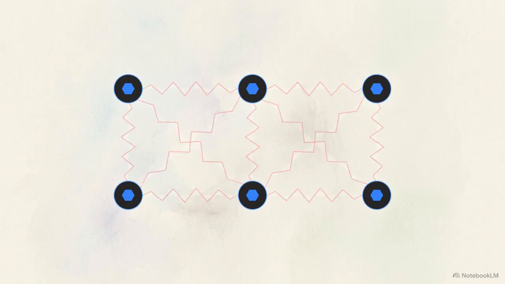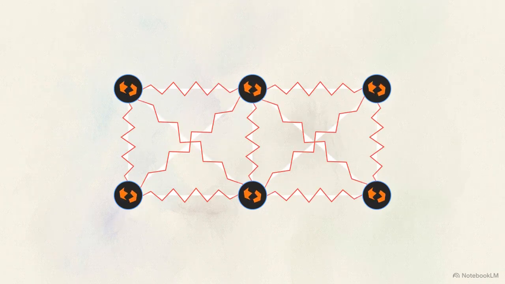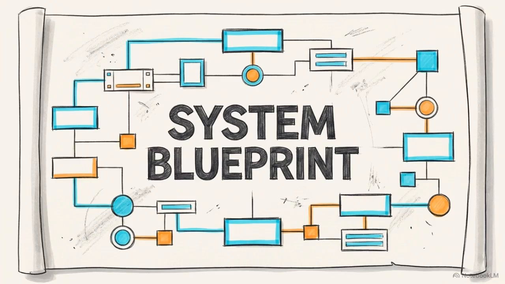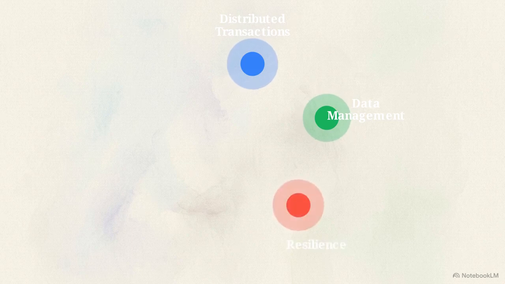However, this shift introduces a new set of challenges: network unreliability and fragmented data. Surviving this distributed environment requires you to handle those new network complexities directly. That demands the adoption of specific, battle-tested design patterns. This map lays out the 5 essential patterns you need: distributed transactions, data management, resilience, communication, and migration.